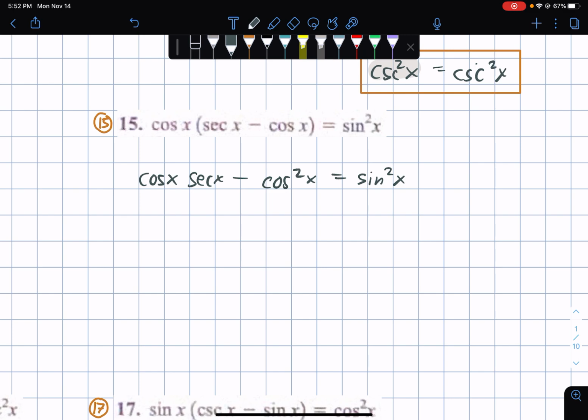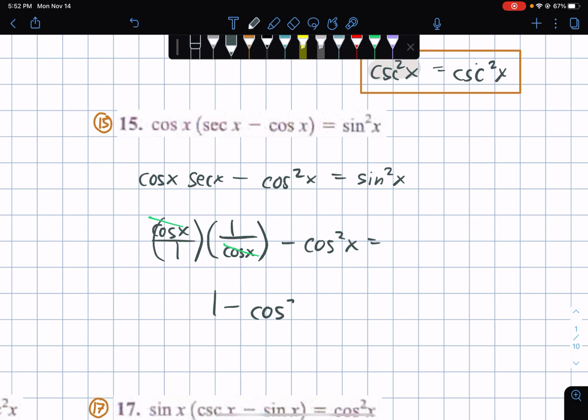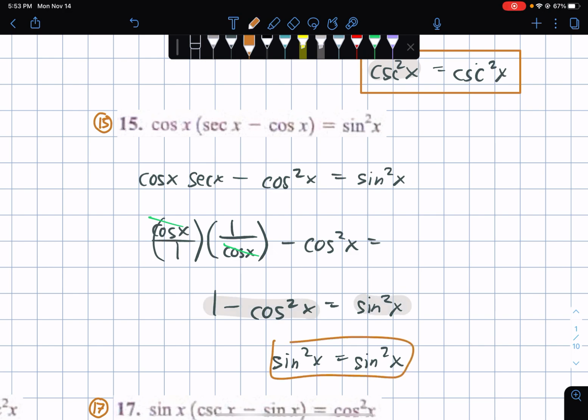So right now we know that cosecant and sine, and cosine and secant, are inverses of each other. So let's cancel. We're left with 1 minus cosine raised to 2x, which is equal to sine raised to 2x. Verified.